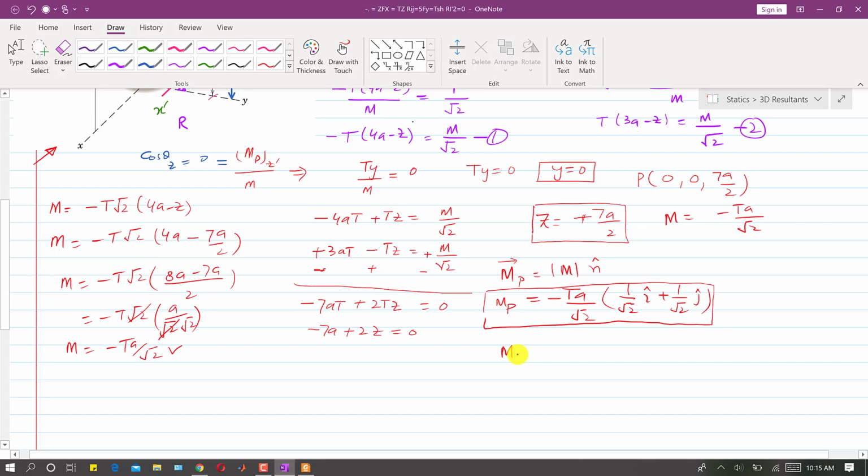And if we further multiply this, this will be minus ta, and if I multiply this square root 2 inside, the square root 2 and square root 2 will become 2, right? So this will be i plus j divided by 2, and if we take 1 by 2 common, this will be minus ta by 2 times i plus j, right? So this is that vector which was required. So this is the solution of this problem.